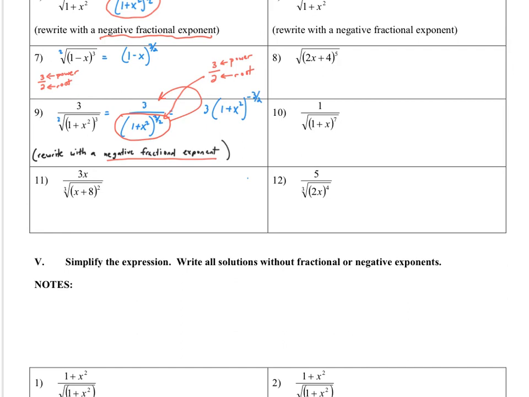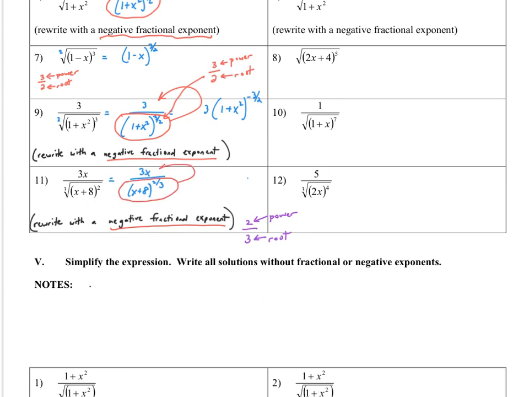Number 11, it says 3x divided by the cube root of x plus 8 squared. That's equal to 3x divided by x plus 8 to the 2/3 power. Boom! Rewrite with a negative fractional exponent. All this stuff in the denominator needs to be moved to the numerator. Make the exponent negative. Final answer, 3x times x plus 8 to the negative 2/3 power.